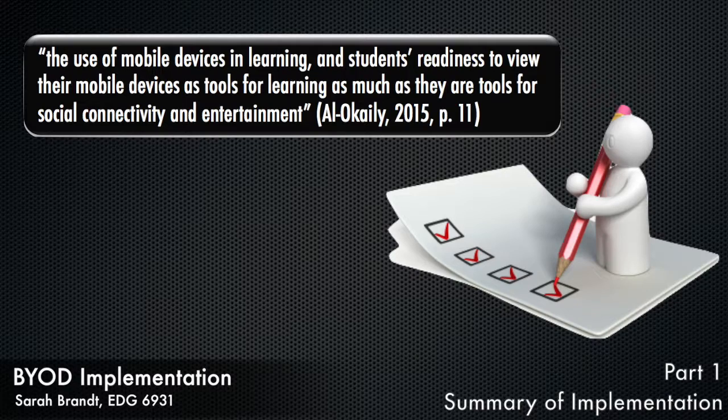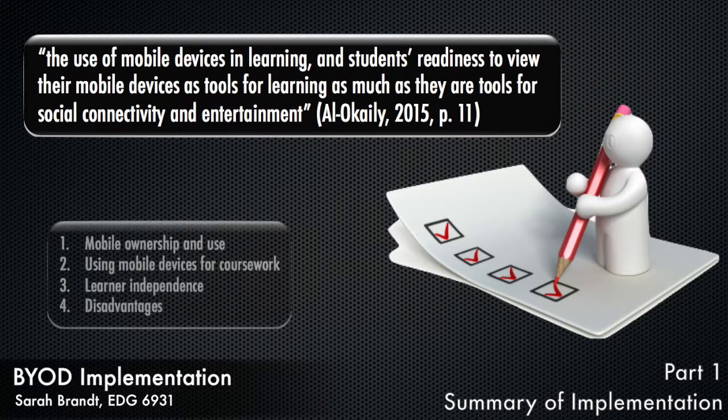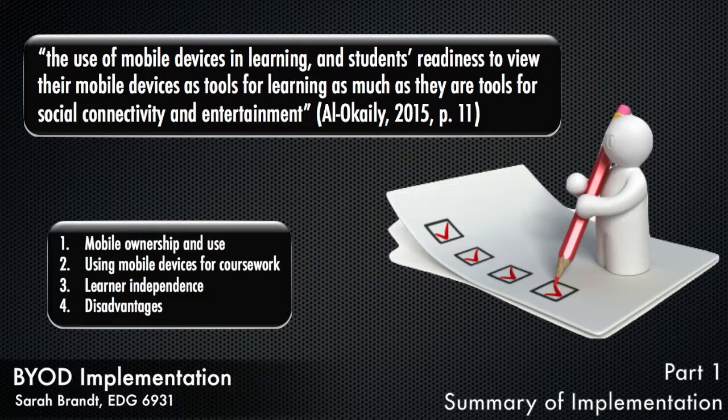The researcher designed a survey to evaluate the use of mobile devices in learning and students' readiness to view their mobile devices as tools for learning as much as they are tools for social connectivity and entertainment. The survey was provided to the students after 8 weeks of class. 45 out of 57 students took the survey. The survey included 4 parts, including mobile ownership and use, using mobile devices for coursework, learner independence, and disadvantages.